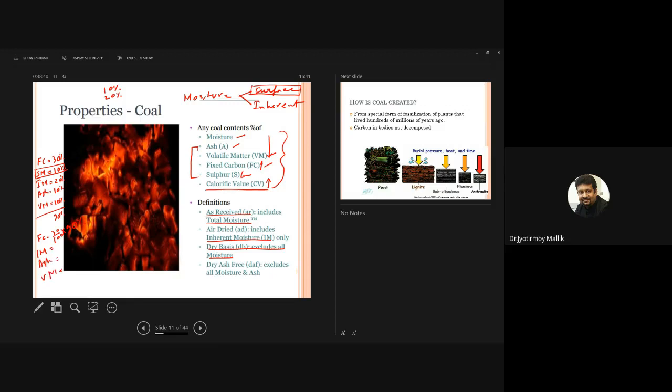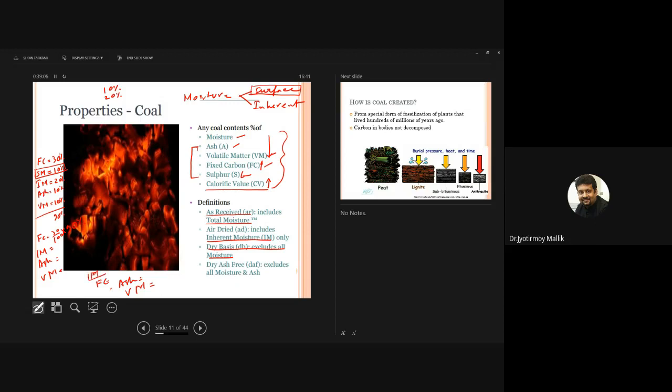Okay. Then I can say that, look, although I have not removed the inherent moisture, if you remove the inherent moisture, then your fixed carbon percentage is this, your ash is this, and your VM is this. Okay, so that will be your IM.